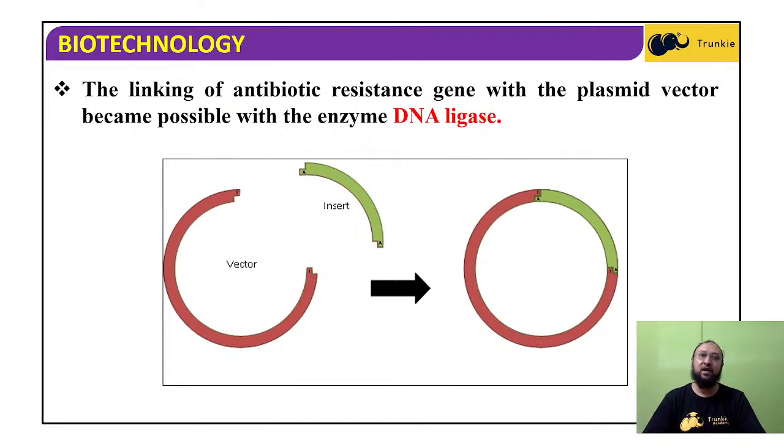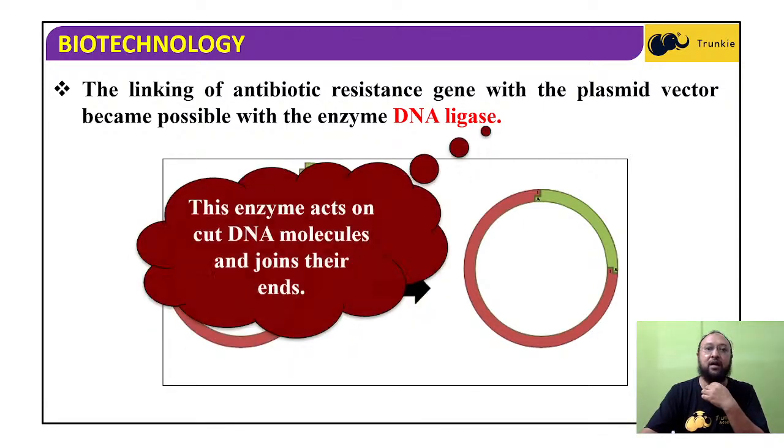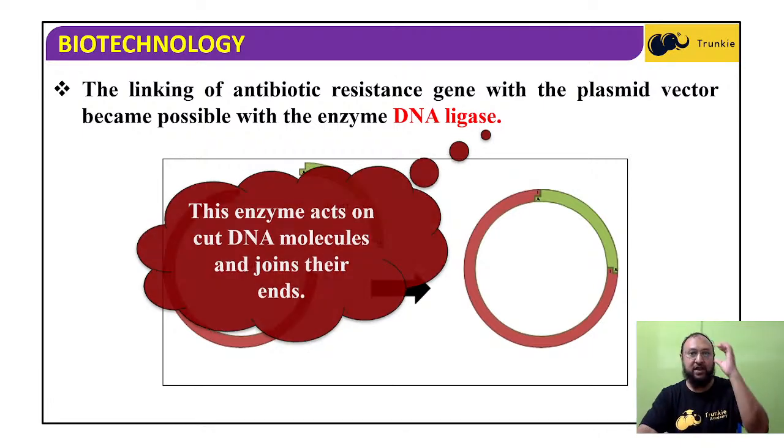So how to do this without DNA ligase? An important step in the discovery was that DNA ligases also play a very important role in joining that part. This enzyme acts on the cut DNA molecules and joins their ends. So they help in joining the fragments of the DNA.